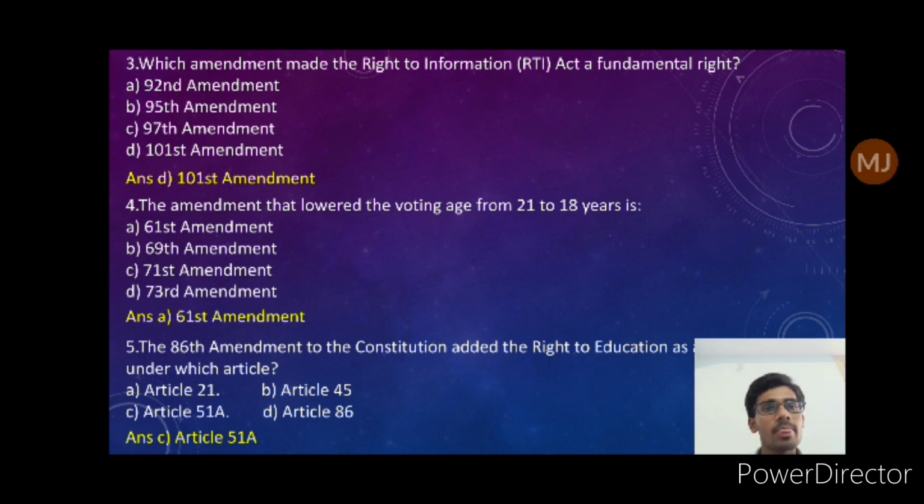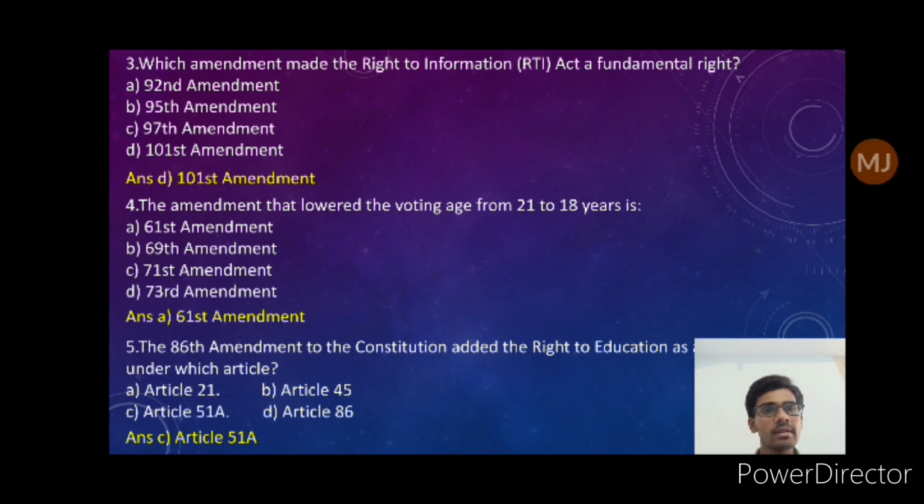Fourth question. The amendment that lowered the voting age from 21 to 18 years is option A 61st Amendment, option B 69th Amendment, option C 71st Amendment, and option D 73rd Amendment. Answer is option A 61st Amendment.